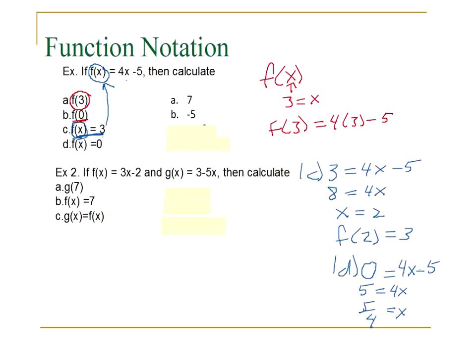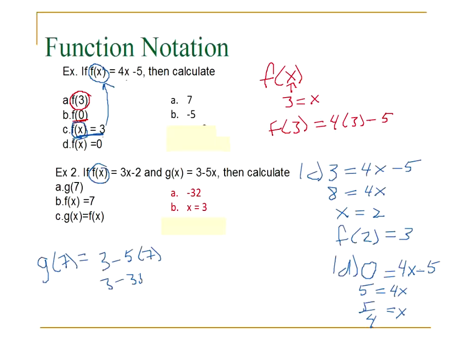Now in example 2, we have two functions. We have an f of x function and a g of x function. So question A says calculate g of 7. Well, wherever I see an x in the g function, I'm going to plug in a 7. So 3 minus 35 gives me negative 32. Question B asks f of x equals 7. Well, there's my f of x, so I'm going to plug in 7. I'm going to add 2 to both sides to get 9 equals 3x. Divide both sides by 3, and I get x equals 3.